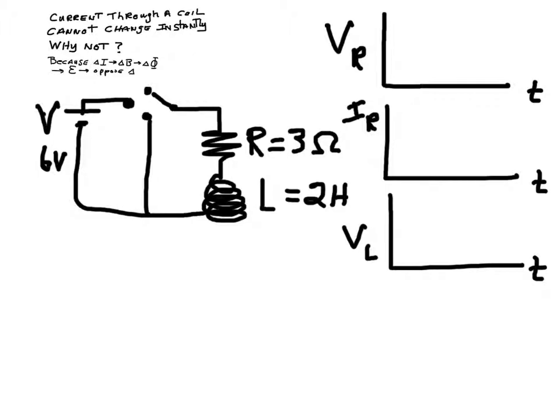So see what you know. See if you can do those graphs. Okay, here's the way to start. Go back and remember, current through a coil can't change instantaneously, so the current starts at 0.